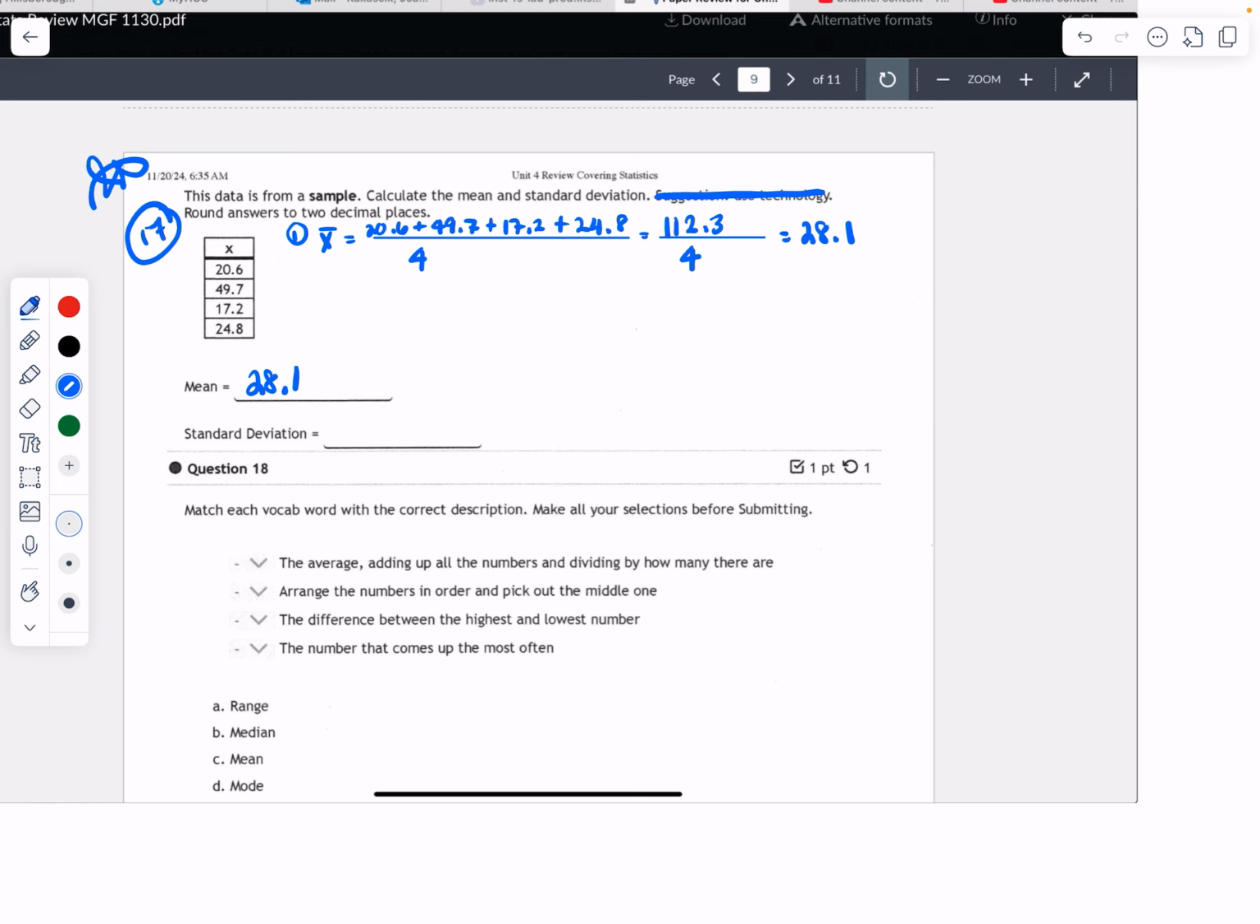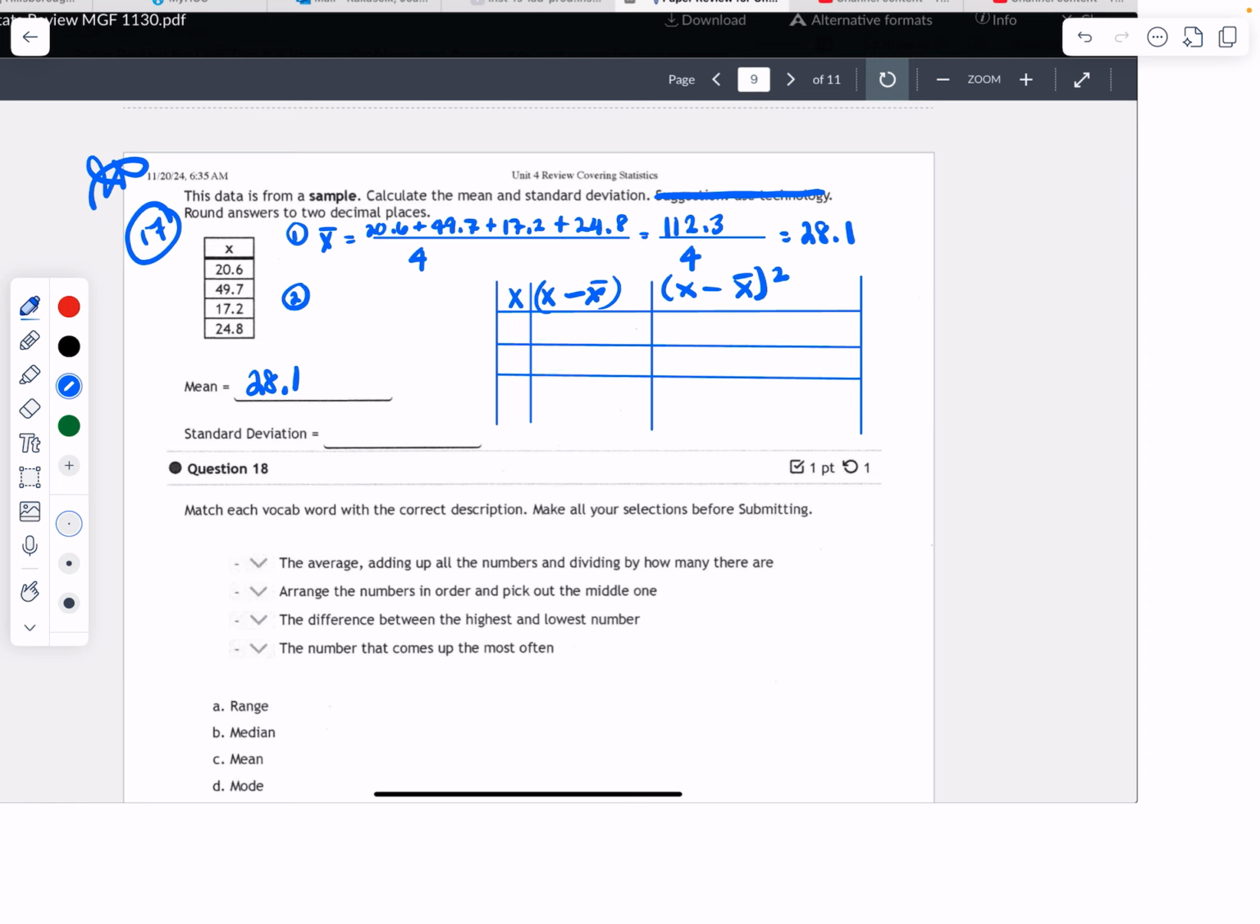Now I'm going to do the standard deviation. So I need to make a chart. There are only 4 values in my chart. So I have x, and x minus x bar squared is going to be my next column. I'm going to leave a lot of room for this because we're definitely going to have decimals. And now I'm going to fill this out. All my x values are going to be the values from the chart.